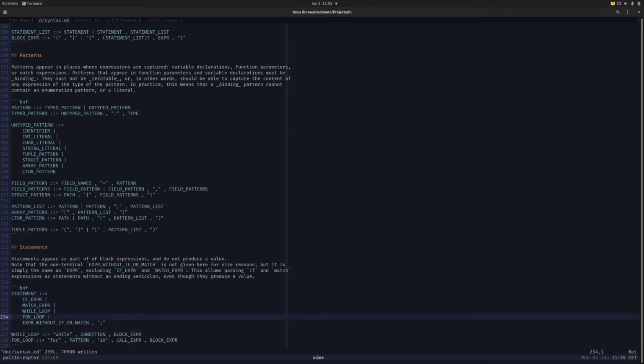and basically statements are like this. It's an expression without if or match, or loops, or if or match, but without the semicolon.